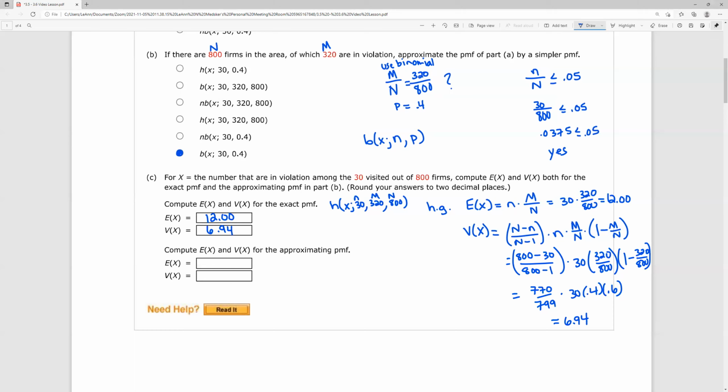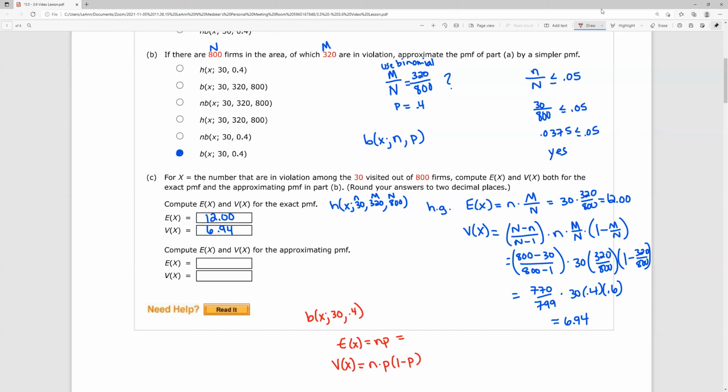So let's talk about that approximating PMF, because we did check, and 30, which was little n, out of big N, which was 800, was definitely less than or equal to 5%. But you're going to see it's approximate when we do this part. It's not going to give us an exact. So remember, binomials are set up as X, and then you have your n, which was 30, and your probability of success, which we're taking as 0.4. And then remember, E of X is just np, and your variance is n times p times 1 minus p, which is q.